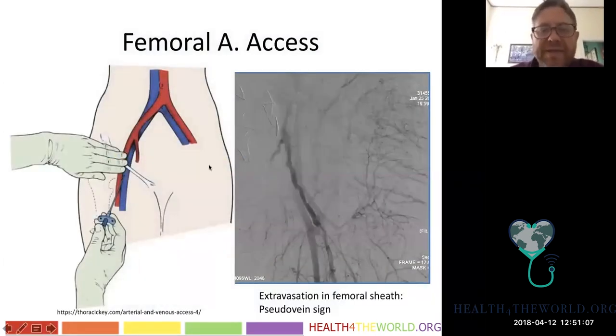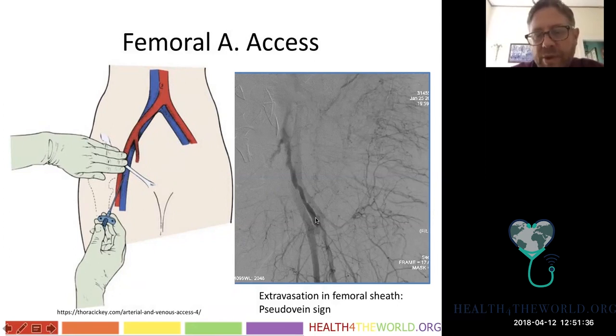So how do we gain access? We want to feel the inguinal ligament. That's what this operator is doing. So we usually use fluoro to make sure we're below the pelvis and in the region of the common femoral artery. Then we puncture it with a needle. Here, this operator is puncturing a vein, but the same thing can be done in an artery. And then you thread a wire and secure a sheath, and then you go from there.